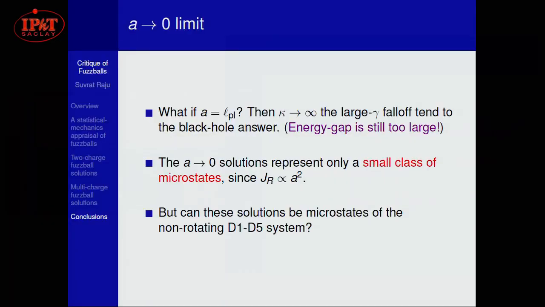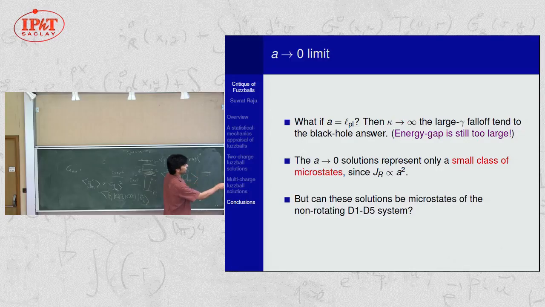Okay, so this is the setup where you take A equal to L Planck. The first statement is that as kappa goes to infinity, and I'm jumping ahead of myself a little bit, let me just say something about the energy gap. The energy gap is still too large, because it's still 1 over S, which is too large. Second, the A equal to 0 solutions represent only a small class of the microstates you found, because JR is proportional to A squared.